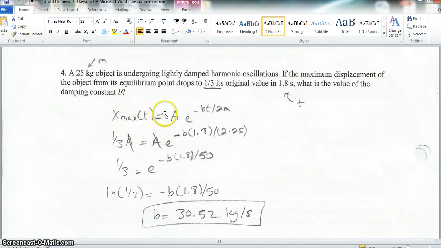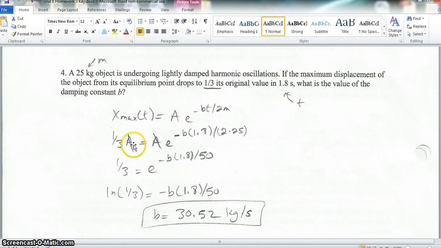So my maximum displacement would equal the amplitude times e to the negative bt over 2m. Once again, if we identify most of the information here, we've got the mass, we've got the time, we're looking for the constant b. The only conclusion we have to reach here is, again, it's 1/3 of its original amplitude, right? It's 1/3 of the maximum displacement.